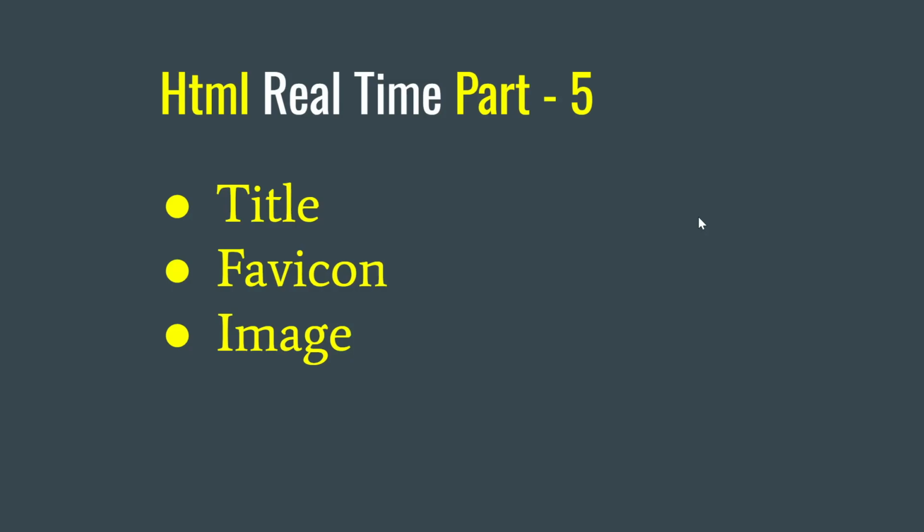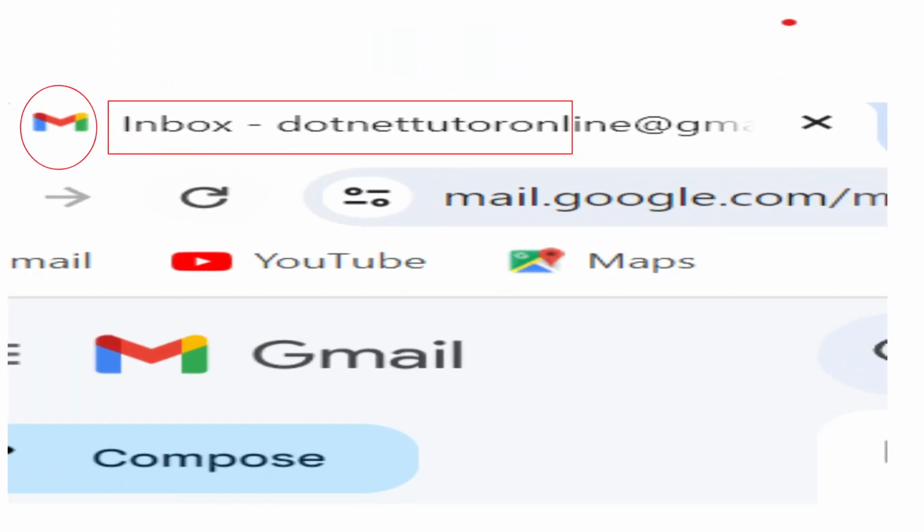In this video, we are going to learn about HTML tags such as title, favicon, and image. So these three concepts we are going to learn in this tutorial. And if you didn't watch the previous sessions, part 1, 2, 3, 4, you can check the .NET Tutor playlist. And in this tutorial, we are learning title and favicon.